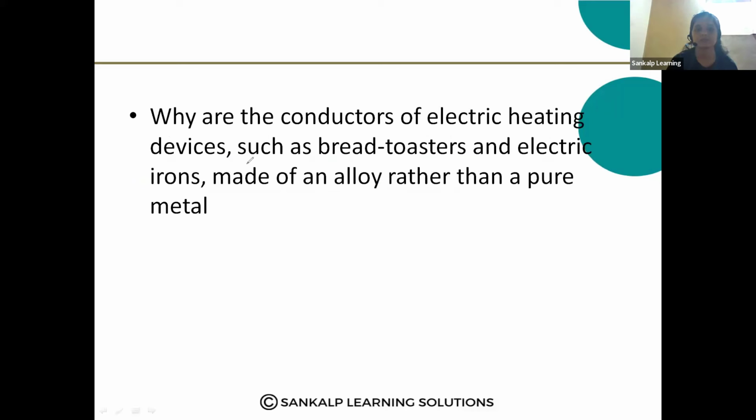Next one, give reason. Bread toasters and electric irons are made of alloy rather than a pure metal. Commonly, they are made up of the alloy. What do you mean by alloy? That is a mixture of two or more metals. So rather than using the pure metal, they are using the alloy. What is the reason behind this? Can anyone give the answer? Anybody?